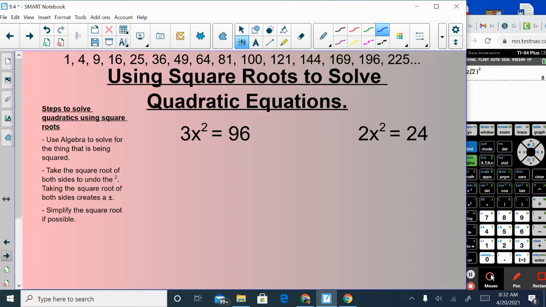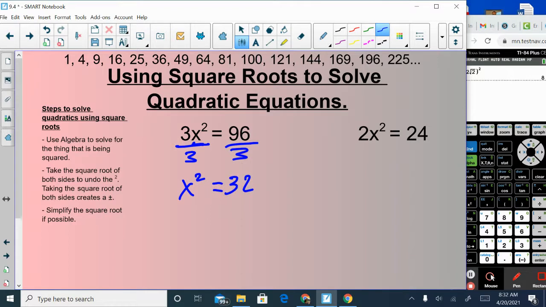Let's try another one. They are going to get more complicated, of course. Use algebra to solve for the thing that is being squared. The thing that is being squared is just the x here. 3 is not being squared. 3 is being multiplied by x squared. So we need to first undo that 3. We're going to undo that 3 by dividing both sides by 3, and we would have x squared is equal to 32.